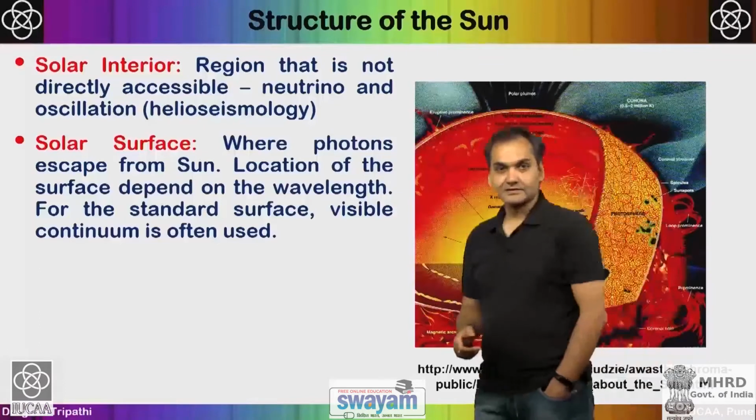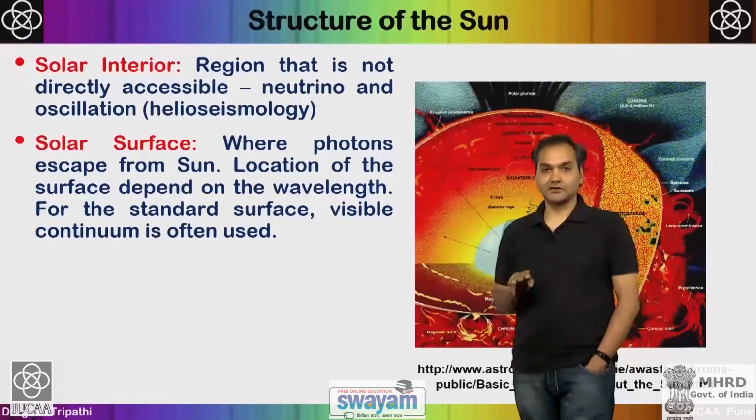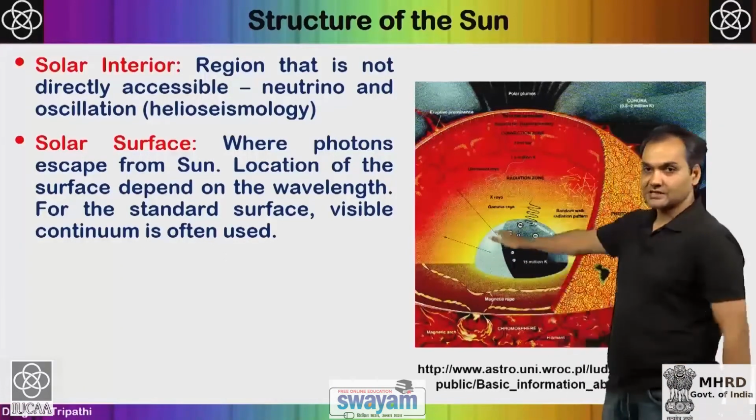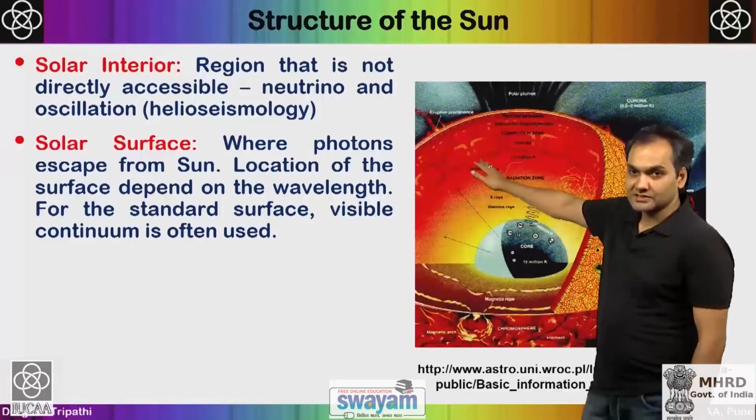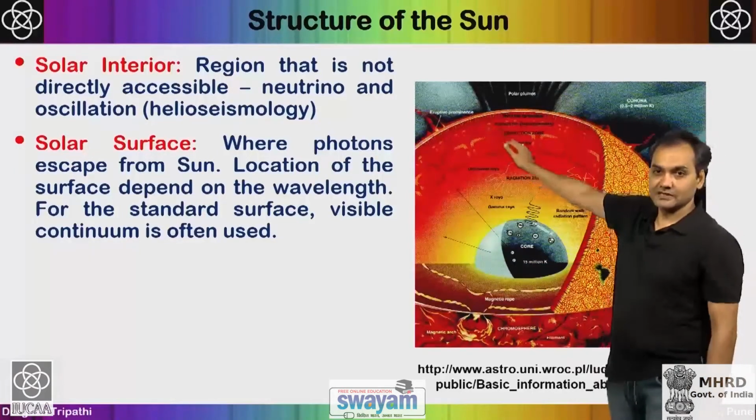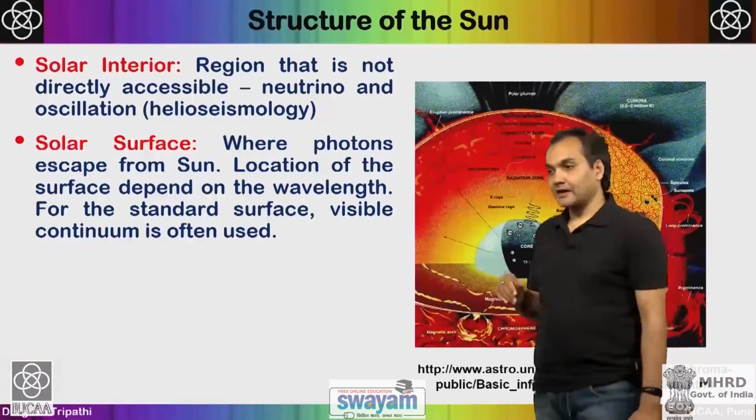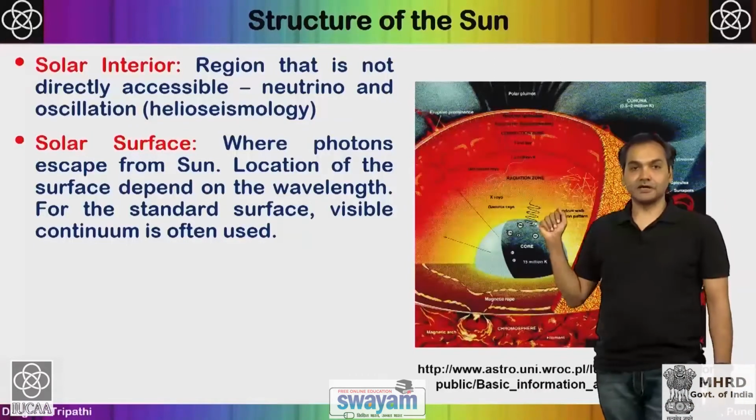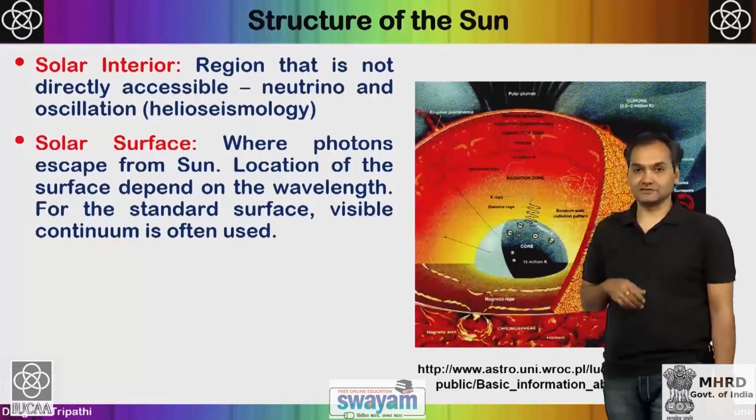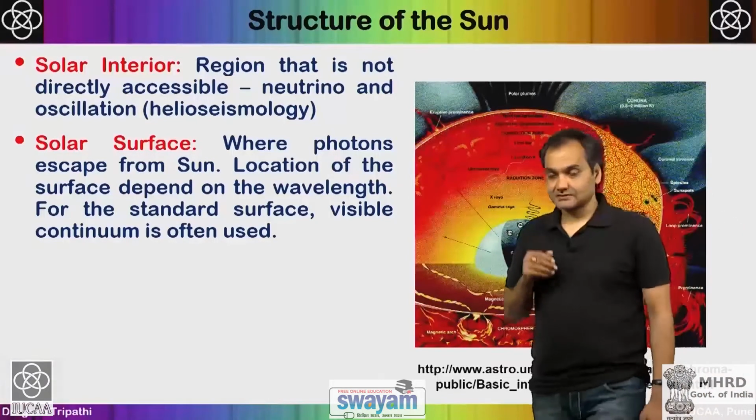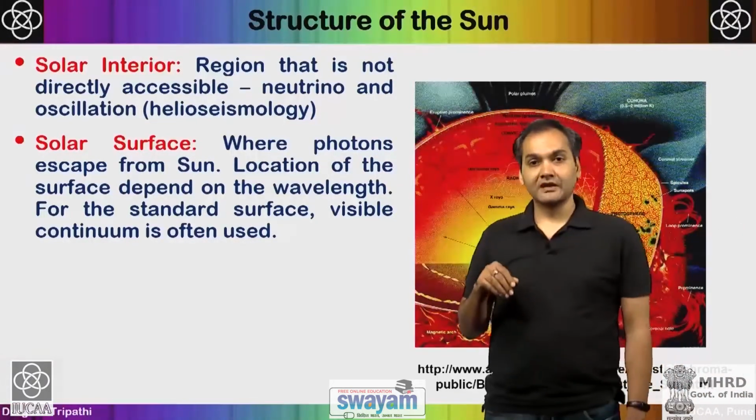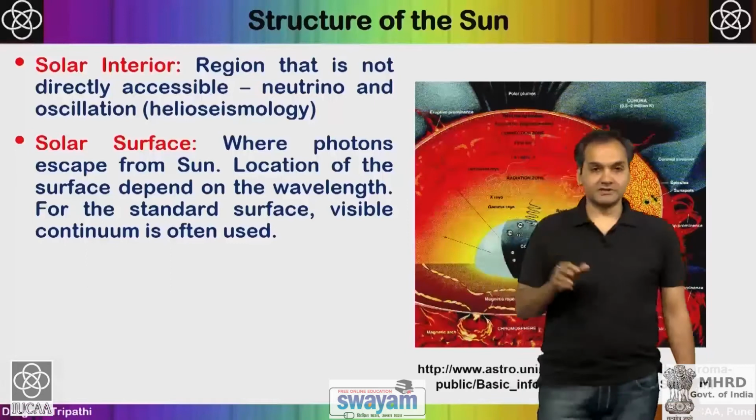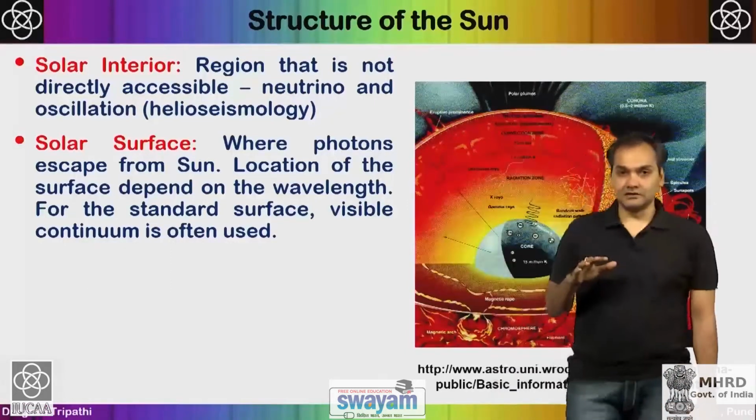The solar surface is essentially the location where the photons, which are generated deep down in the solar interior as gamma ray photons, go through so many collisions that they become almost white light photons when they reach the surface. The location from where these photons start to escape is defined as the surface. Now the definition of the surface depends on what wavelength you are looking at. For standard purposes, the surface is defined in the visible continuum.